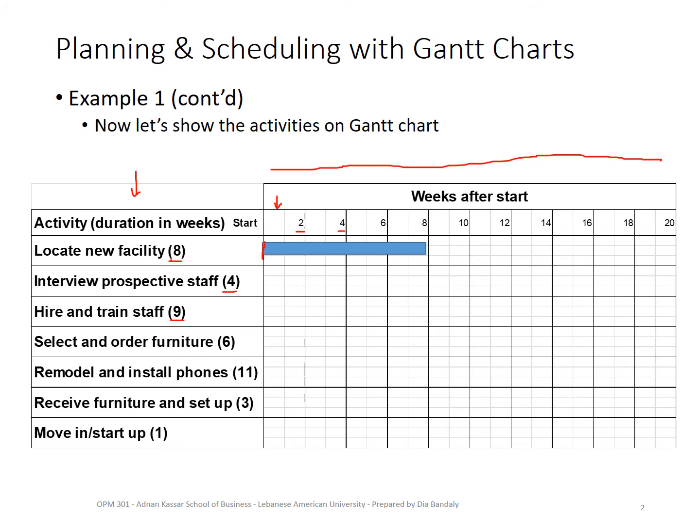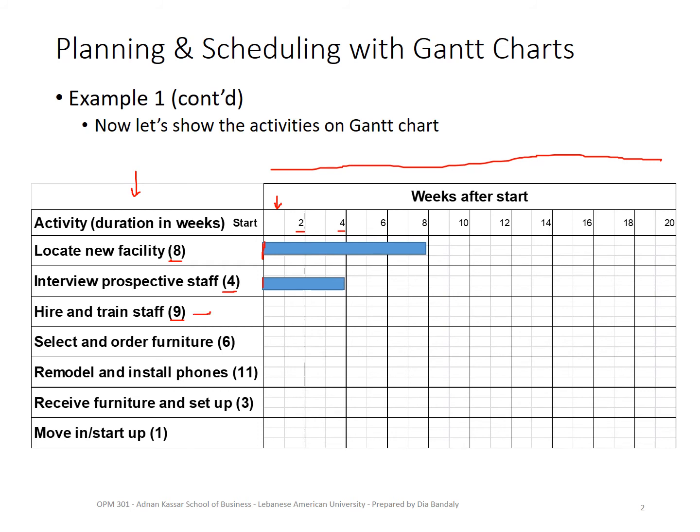Now, interview prospective staff. Also, we identified that one as independent. It's independent of activity A, so it can start immediately here, and it takes 4 weeks. So here we go. Hire and train staff.